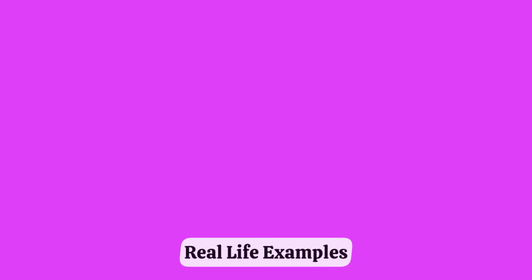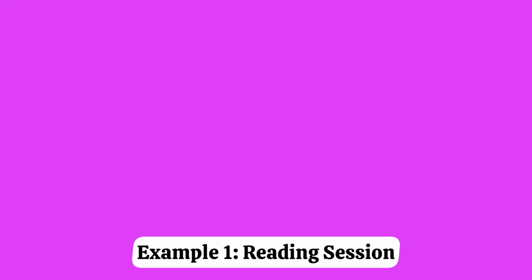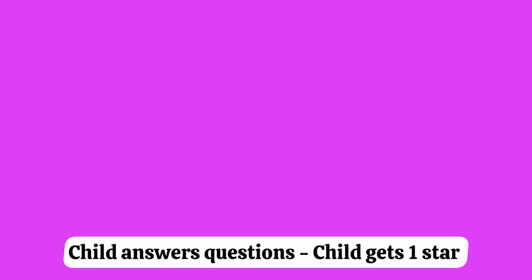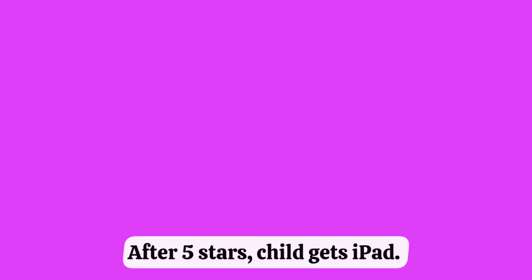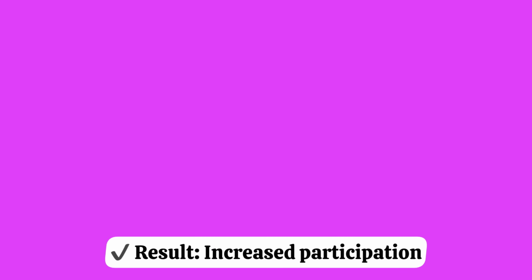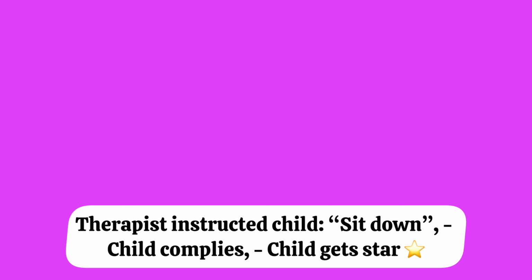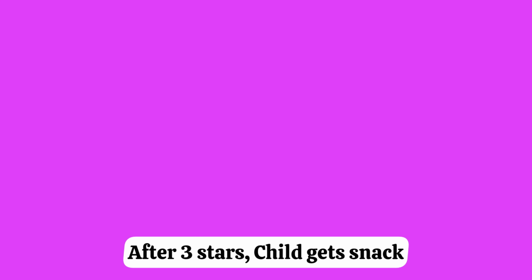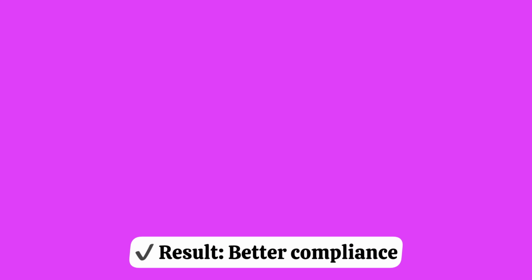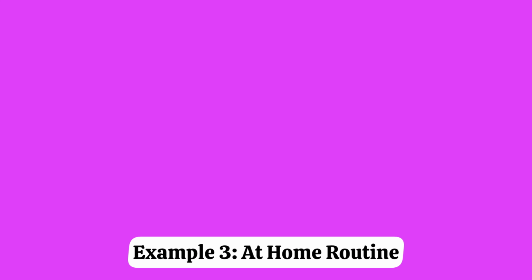Real-life examples. Example 1. Reading session. Child answers questions, child gets 1 star. After 5 stars, child gets iPad. Result: increased participation. Example 2. Following instructions. Therapist instructed child, "Sit down," child complies, child gets star. After 3 stars, child gets snack. Result: better compliance.